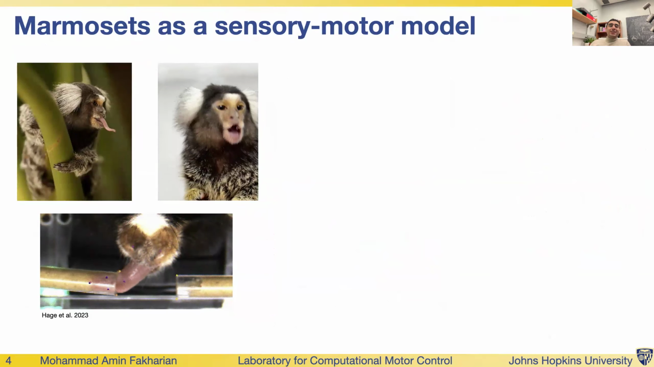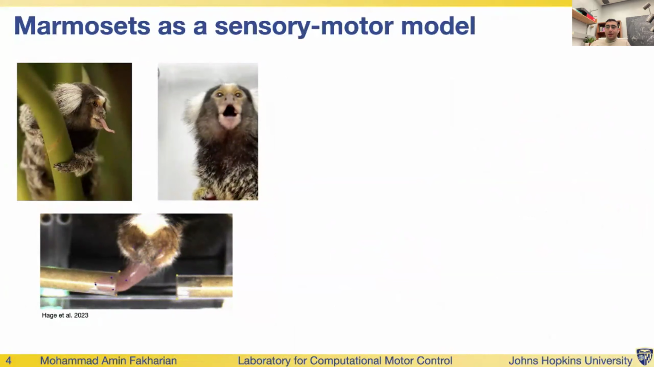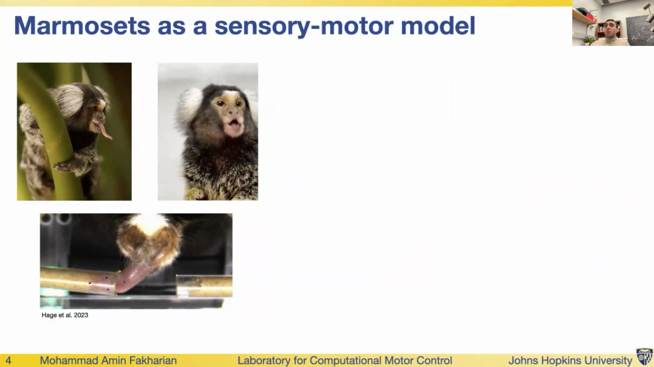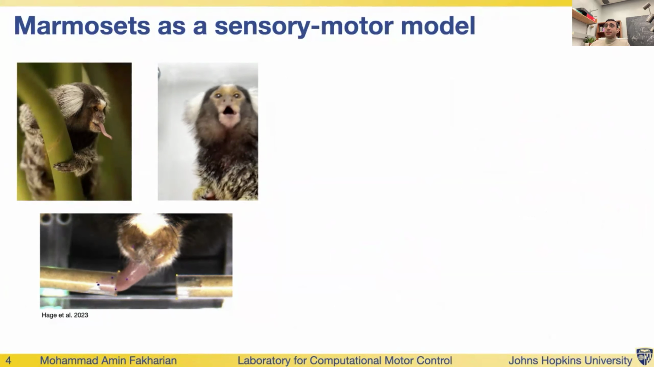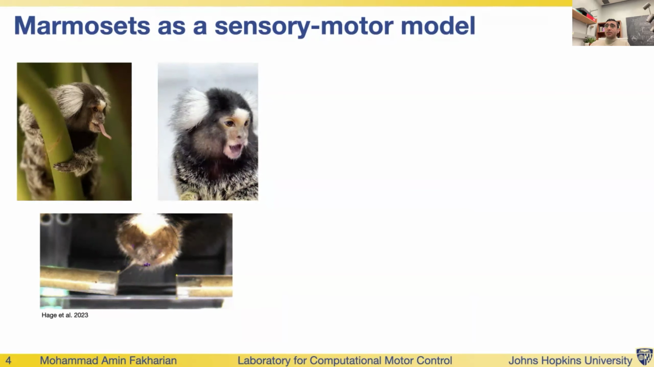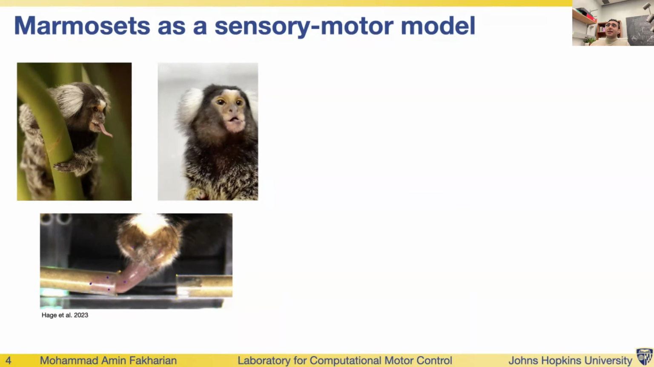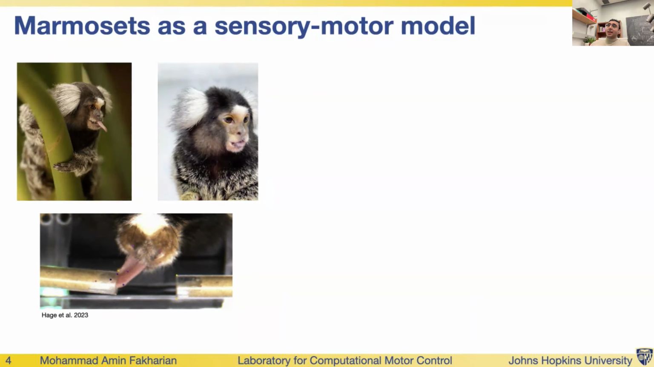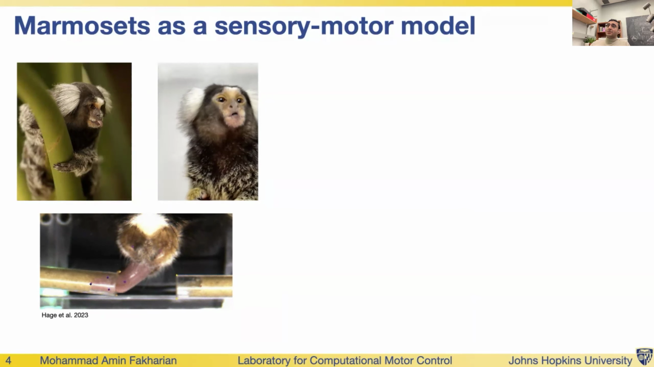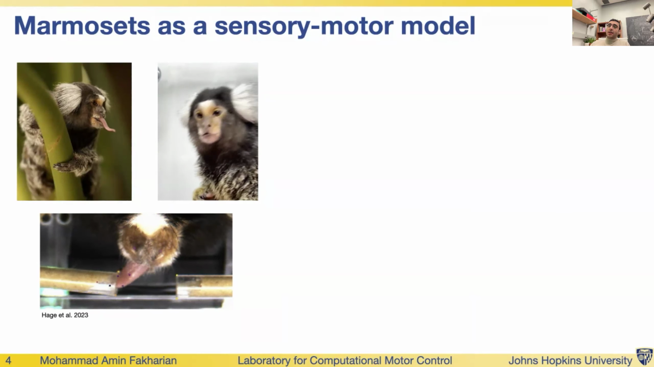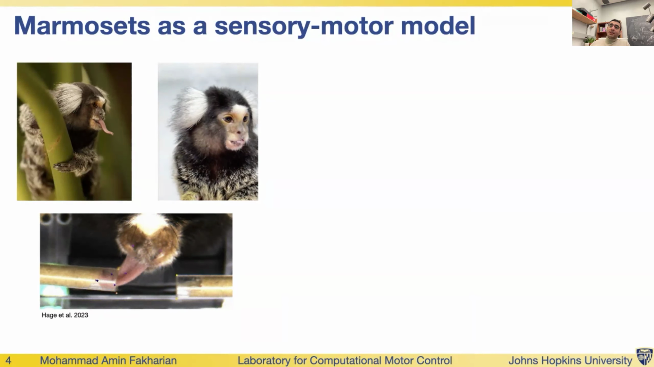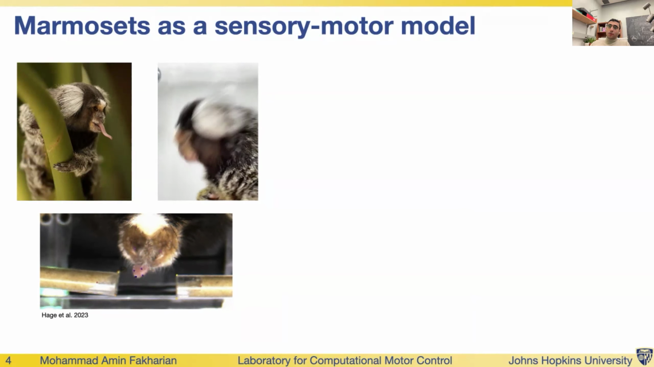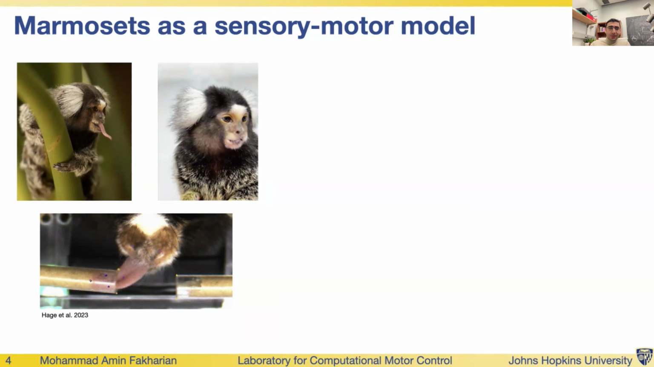So to study the cerebellum, we use marmosets as a sensory motor model. They are primates and they have very rich behaviors. And as you can see here on the left, Charlie, one of our animals, is making goal-directed gaze movements, a combination of head and eye. And on the bottom, we have a goal-directed lick movement in our animal for harvesting food.